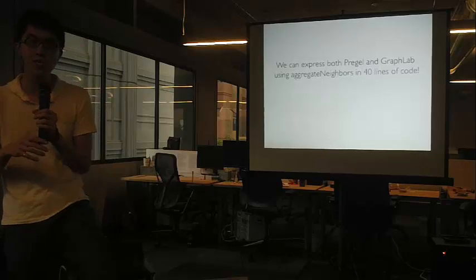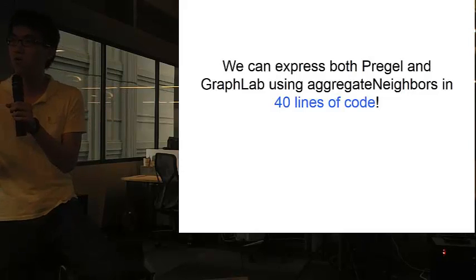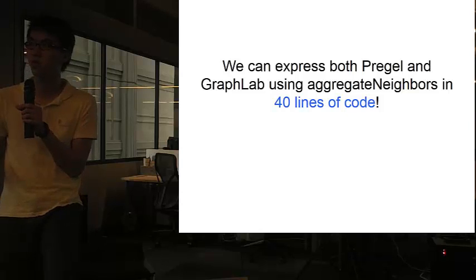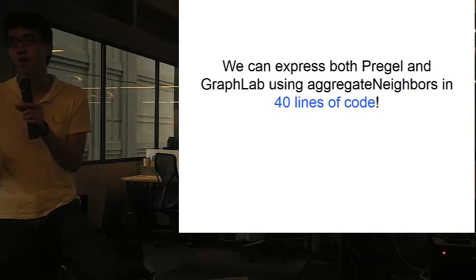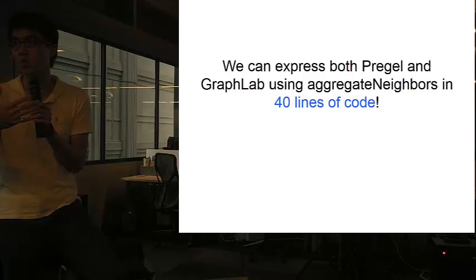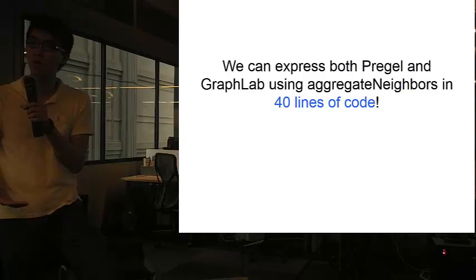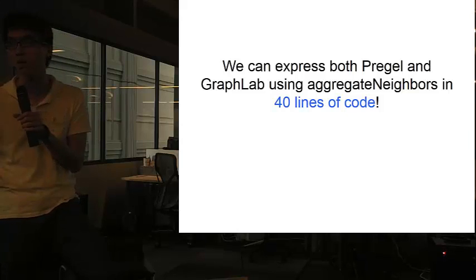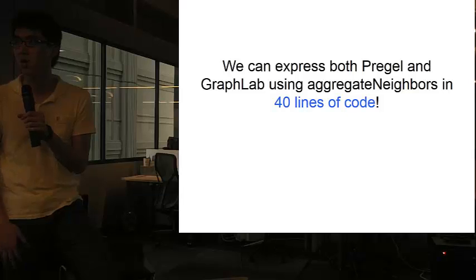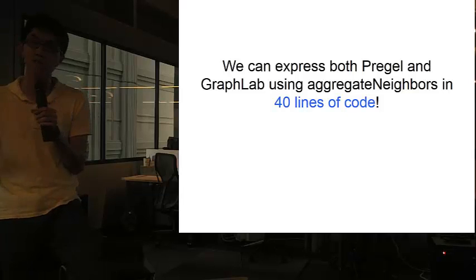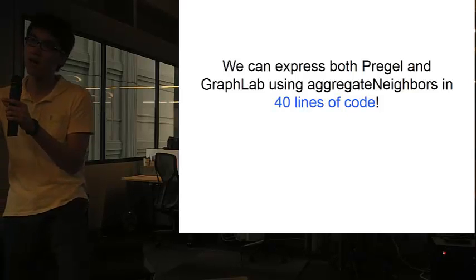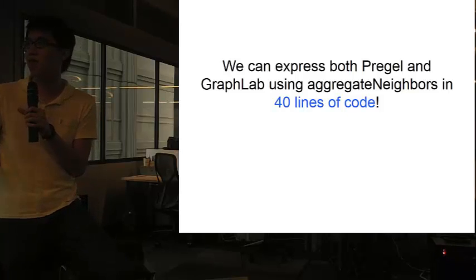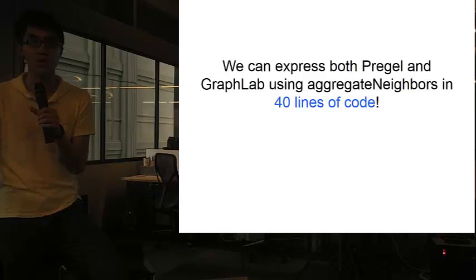Using just those APIs, we were actually able to express the Pregel and the GraphLab or PowerGraph computation primitives. So we provide a similar API in a very small number of lines of code. We could build these 2 APIs. We could build the Pregel API in about 20 lines of code using aggregate neighbors. We could build the entire GraphLab API in about 40 lines of code. So this is just demonstrating the expressivity of the new API. If we can build the GraphLab API, anything that can be expressed in GraphLab can be expressed in GraphX.